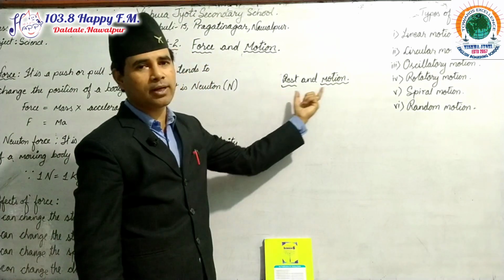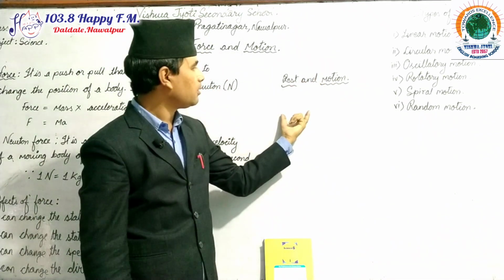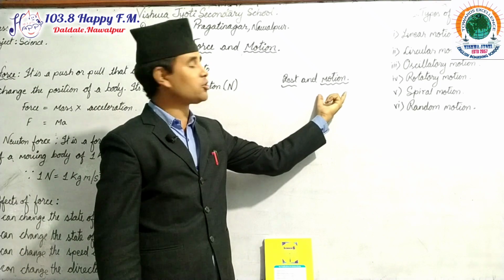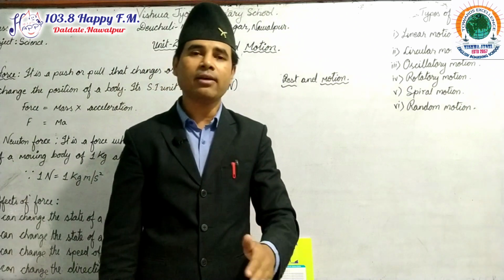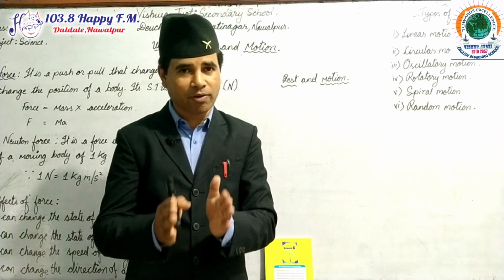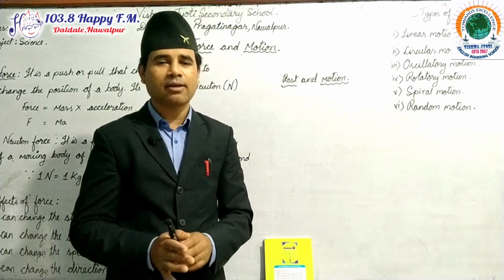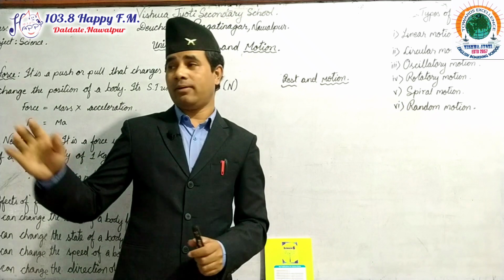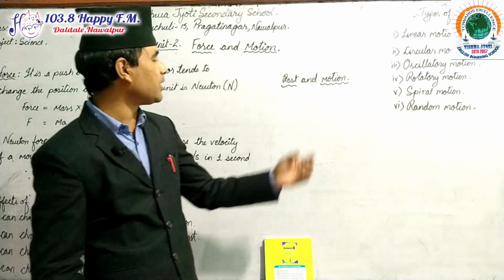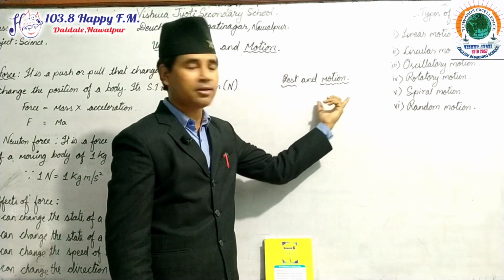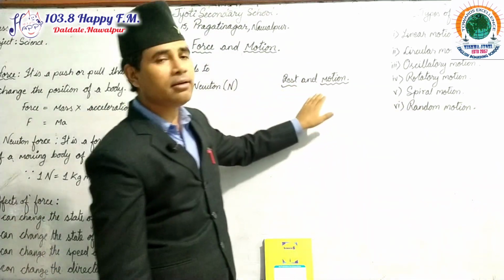I want to make this clear again, my dear students, listen very carefully. Rest and motion are relative terms. We can demonstrate this with a very good example: a passenger sitting inside a moving bus. The passenger is at rest, but trees, houses, even the roads are in motion. In this way we can say that rest and motion are relative terms. Now this is the basic knowledge regarding rest and motion.